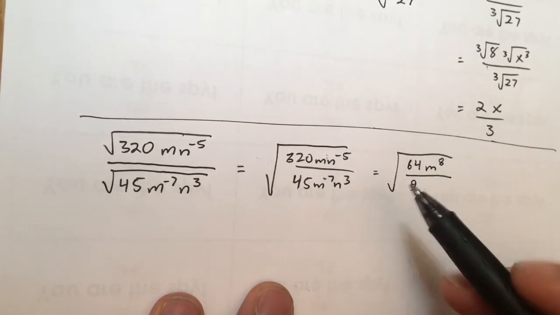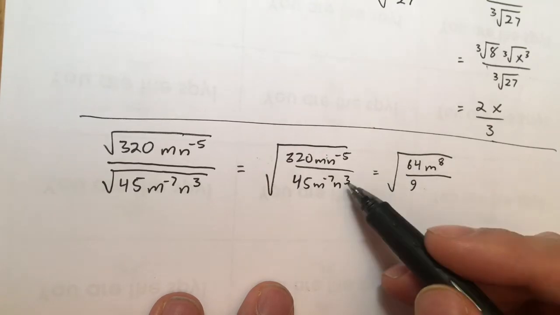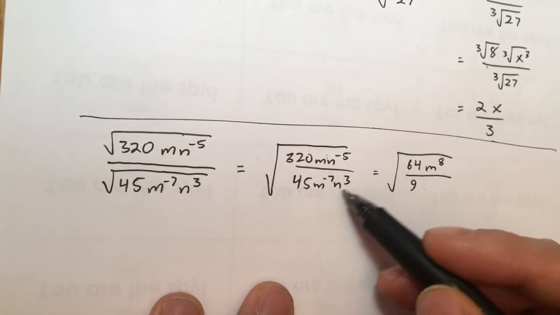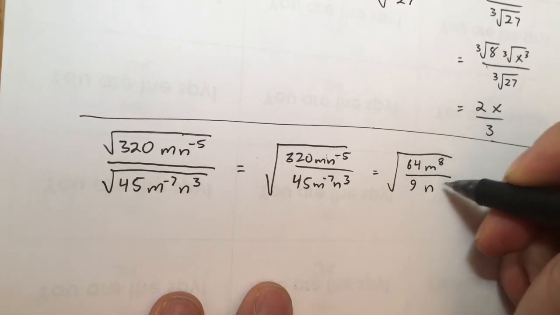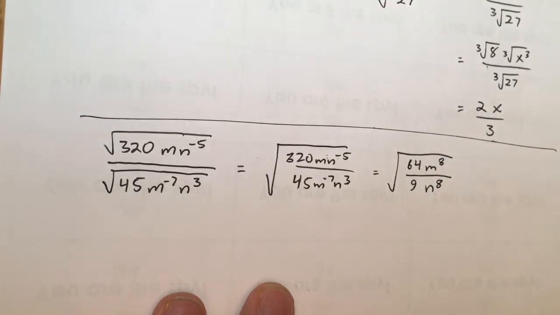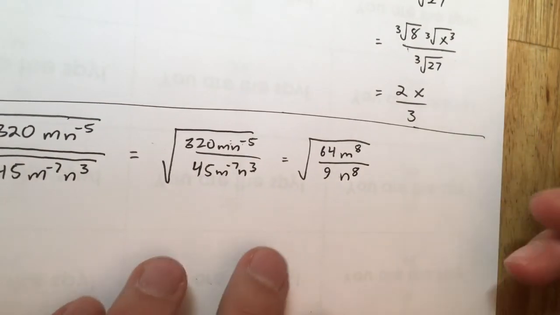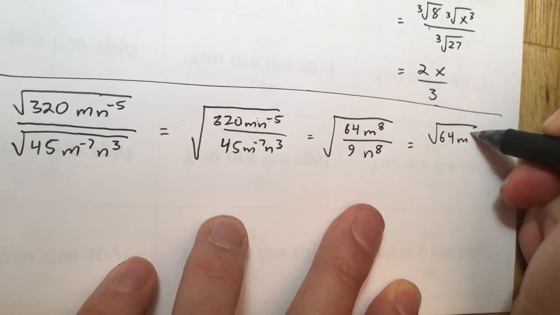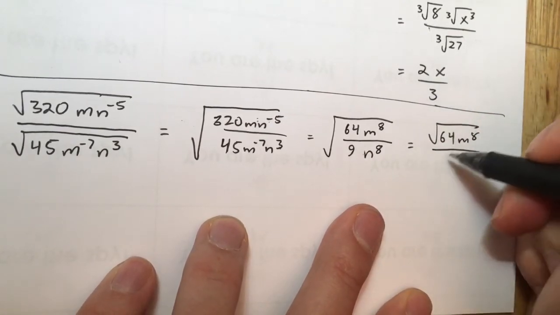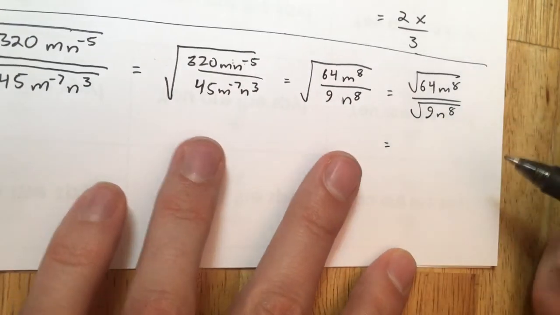For the n, I want positive exponents in the end, so I better leave it in the denominator. I'm going to take 3 minus negative 5. 3 minus negative 5 is also 8. Okay, so now we can split this apart. We can write it as square root of 64 m to the 8 divided by the square root of 9 n to the 8. And we can pull this apart some more.